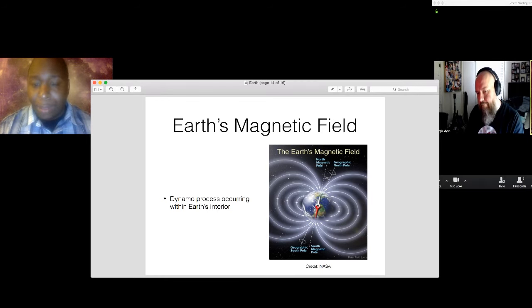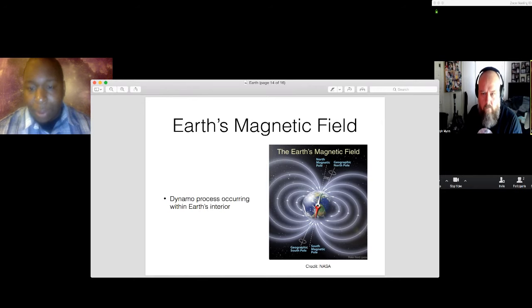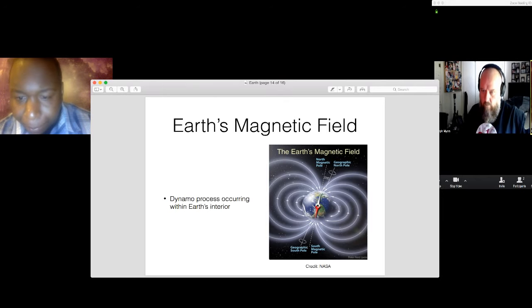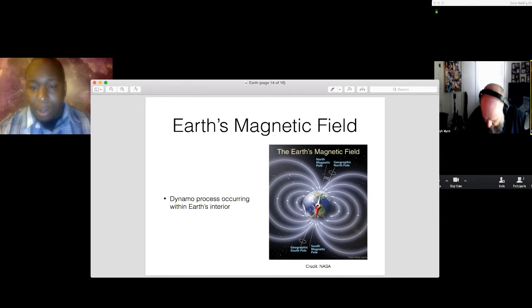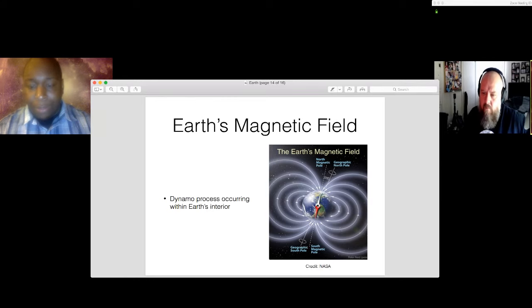And one of the key things I want to note about this image that I'm showing you here on the right is that it shows two different axes, where one of the axes corresponds to our rotational axis. The other axis corresponds to our magnetic axis. As you can see, they're not perfectly aligned with one another. There is some sort of separation between the two.